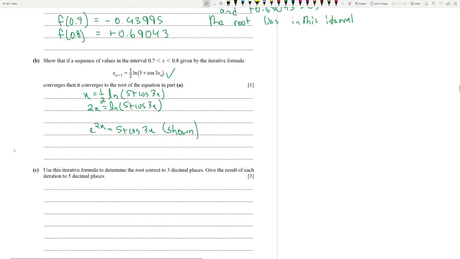Use this iterative formula to determine the root. Give the result of each iteration to 5 dp. Okay. So x1, we can use 0.7 since it was given. Write down this in the calculator. So it's a half ln 5 plus cos 3x. Let's go. Let's start with 0.7. So x2 is 0.75150 to 5 dp, right?